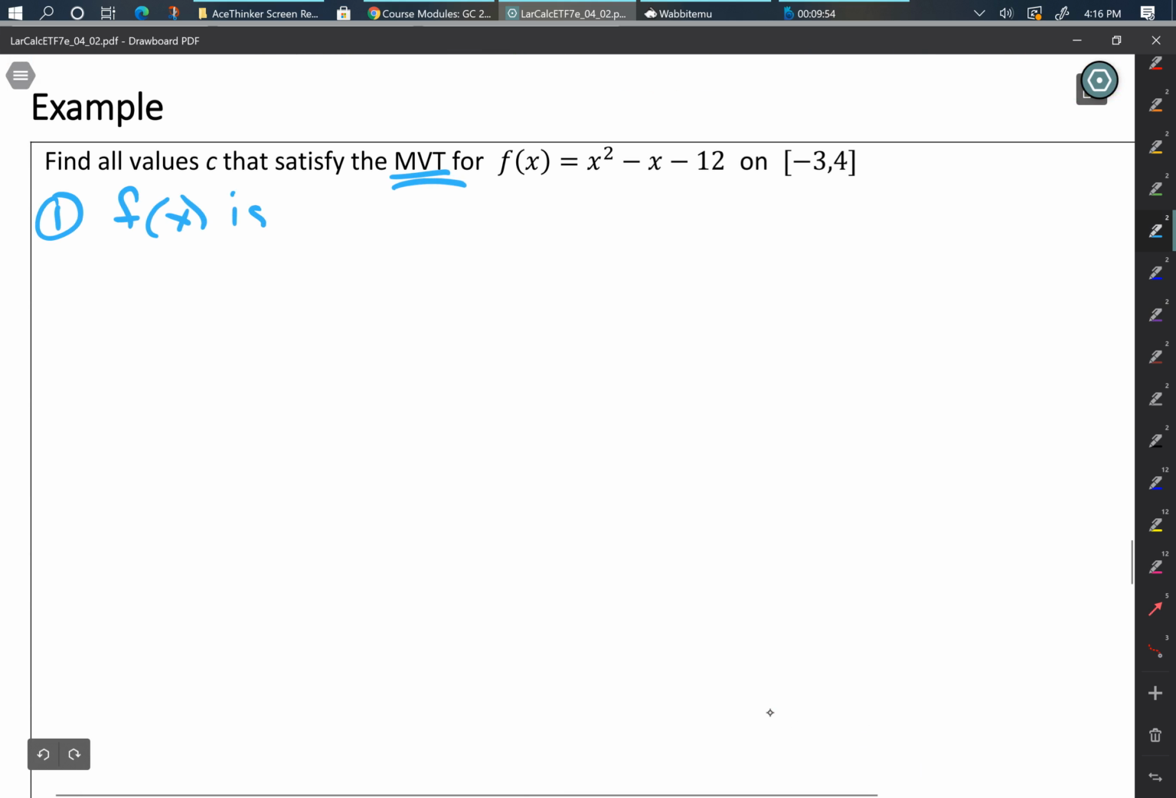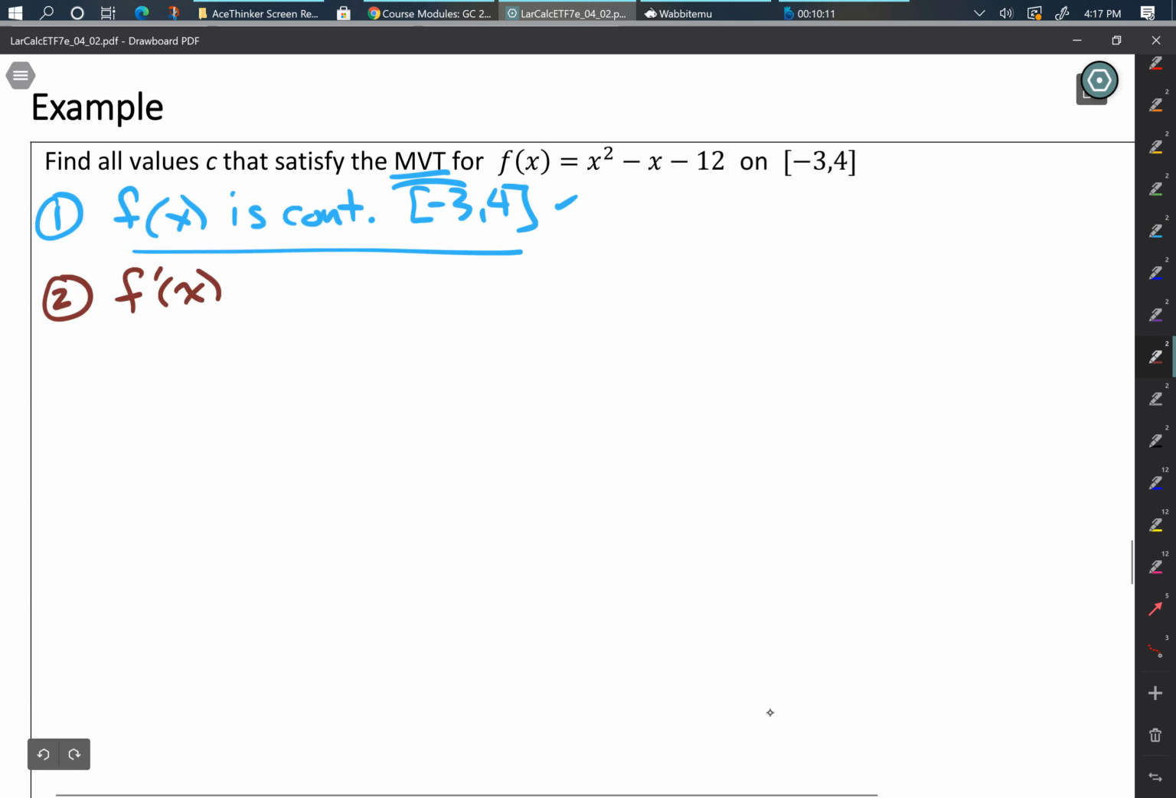First requirement is it must be continuous on the interval -3 to +4. So is f continuous on that interval? Yes, f is a polynomial function. Those are continuous for all real numbers, so we're good there. 2, does f prime exist on the open interval -3 to +4? I'm not sure. I'm going to go ahead and find f prime.